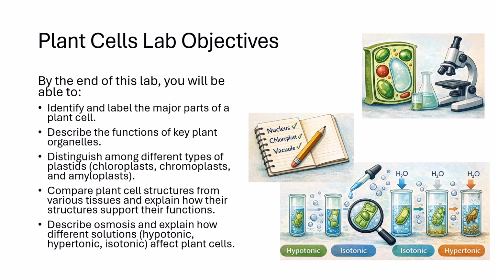Finally, you'll compare hypotonic, hypertonic, and isotonic conditions and observe how these different environments impact plant cells. These concepts will come up again throughout the course, so this lab helps build an important foundation. As you work through the lab, keep these objectives in mind. They will guide your observations, drawings, and explanations.